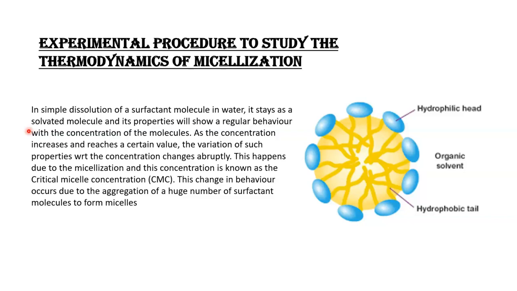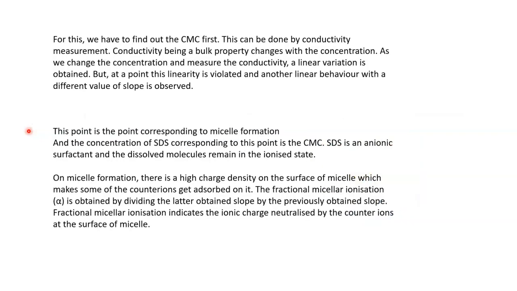Now, this point where the micelle formation occurs, and the concentration corresponding to it, is known as the critical micelle concentration, as discussed before. This change in behavior occurs due to the aggregation of a huge number of surfactant molecules in the formation of micelles. Now, for this, we have to find out the critical micelle concentration first, and this can be done by conductivity measurement. As we saw, different bulk properties like surface tension or conductivity depend on concentration.